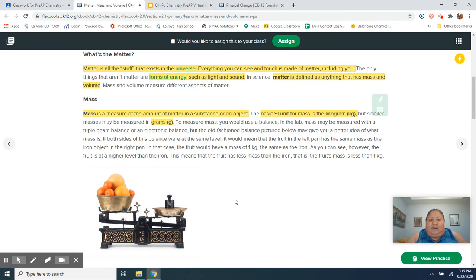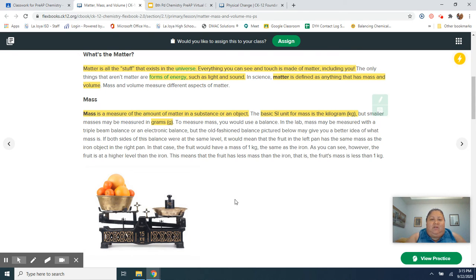Things that aren't matter are items that you can't see, for example, light as it transfers from the source to the ground. You know it's there because it's bright in your room, but you can't really touch it or see it. Sound is the same way. You can hear me talking, but can you see the sound waves traveling to your ears? No. In science, matter is defined as anything that has mass and volume.